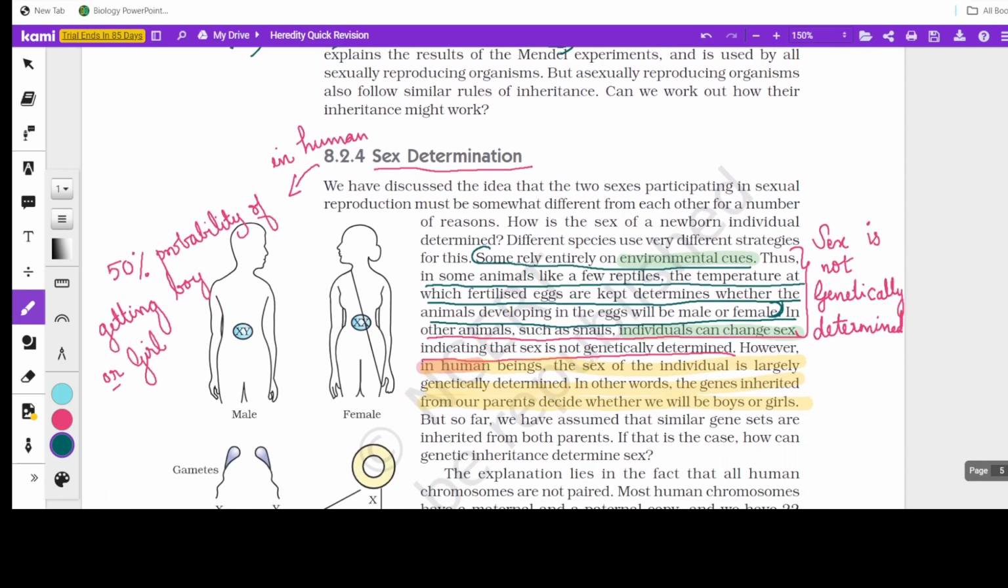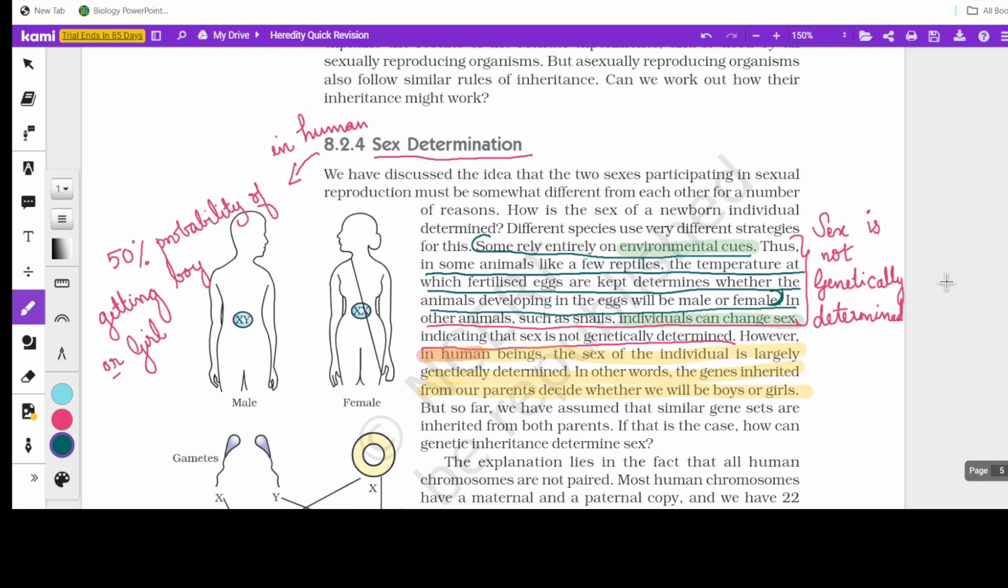Now coming to sex determination, here three types of sex determination are discussed. One is where the sex is not genetically determined. In some of the organisms, sex is not genetically determined. In that, one can be based on environmental cues. Examples are important, a few reptiles. Then the other one, in snails, individuals can change sex. So these two are the categories coming under sex not genetically determined. And in human beings, the sex is determined by the chromosomes, or genetically determined.